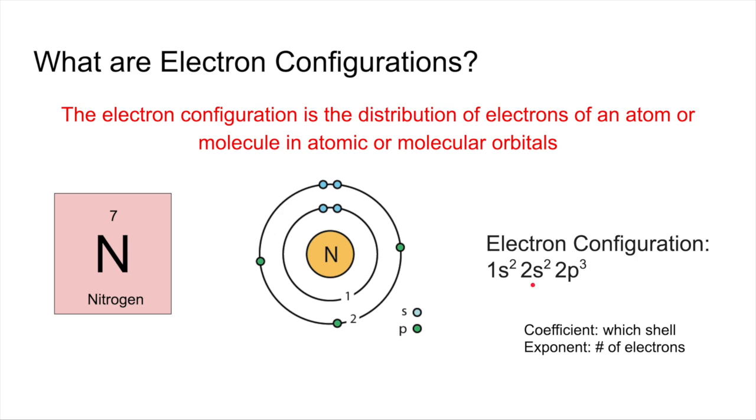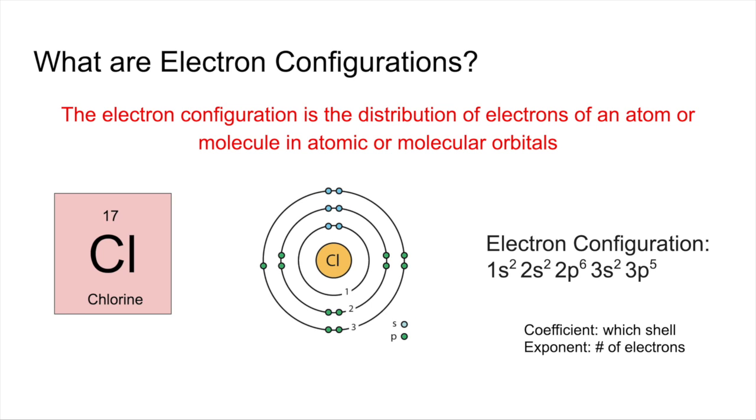Let's look at this, 2s2. This means 2 electrons in the S subshell in the second shell. So we have the second shell over here. We have 2 electrons which are in the S subshell. Now 2p3. This tells us that there are 3 electrons in the P subshell in the second shell. So let's look at the second shell again. There are 3 electrons, 1, 2, 3, that are in the P subshell, and they are in the second shell.